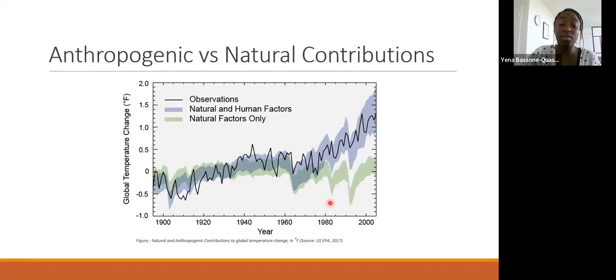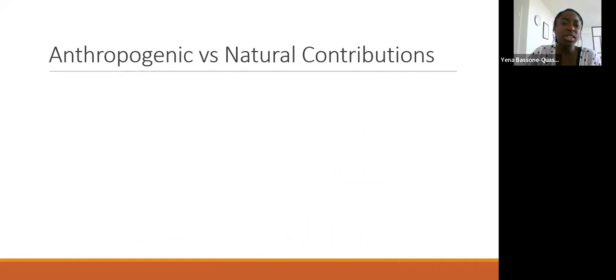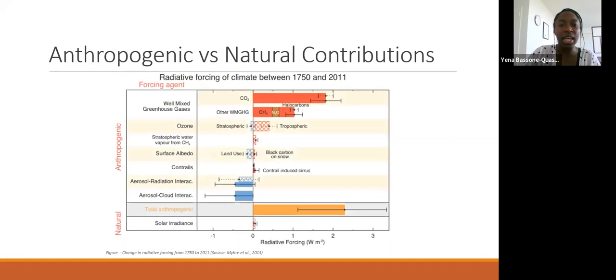But if the models incorporate both natural and human factors, then we can see that the observed measurements match a lot more closely. And so what are these factors that we're looking at that allow the models to be accurate in terms of replicating the observed measurements? This is from the IPCC report, the 5th assessment report.